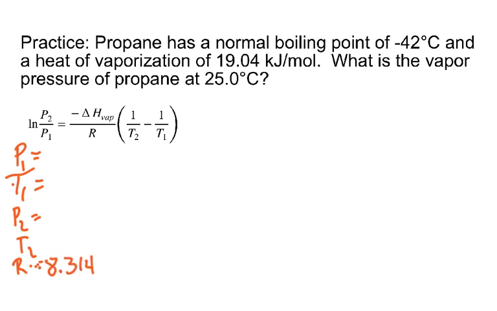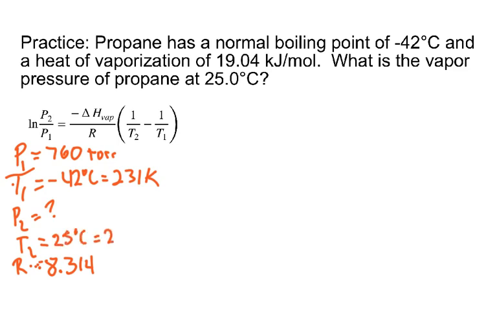8.314. So I can set my P1 to be my atmospheric pressure, 760 torr. And when my pressure is that, my temperature is -42 degrees Celsius, which if I add 273 to that, I get 231 Kelvin. My P2 is what I'm looking for. My T2 is 25 degrees Celsius, which is 298 K.